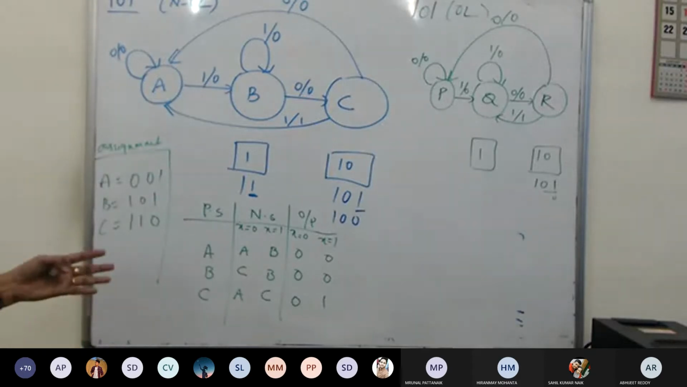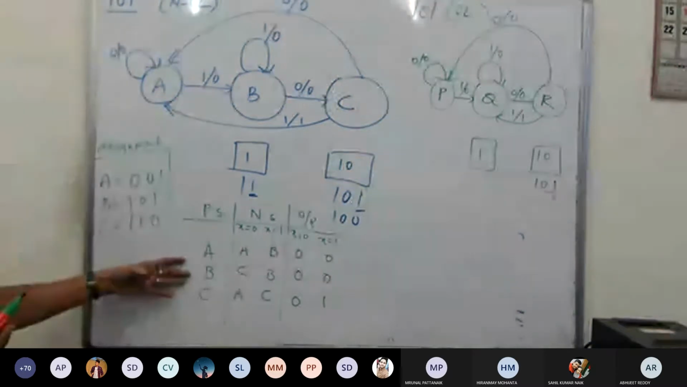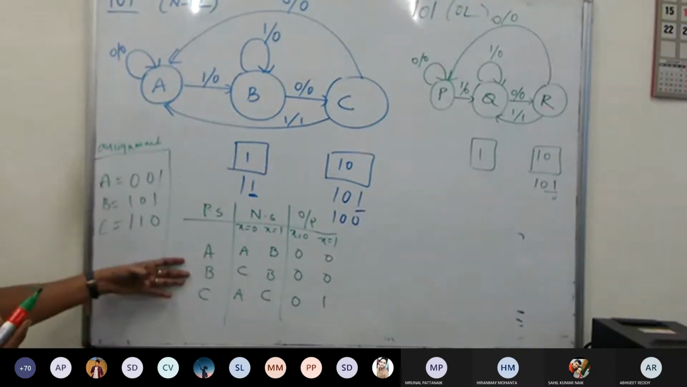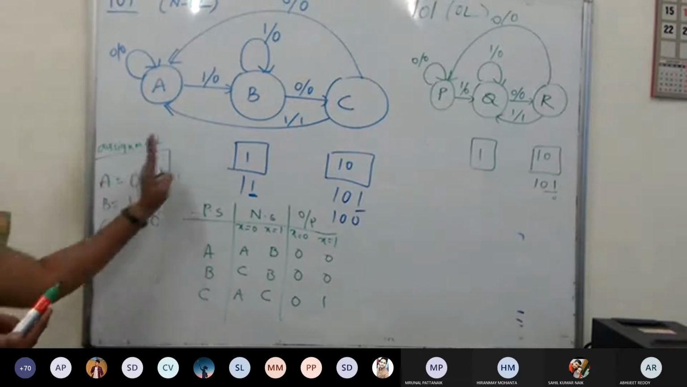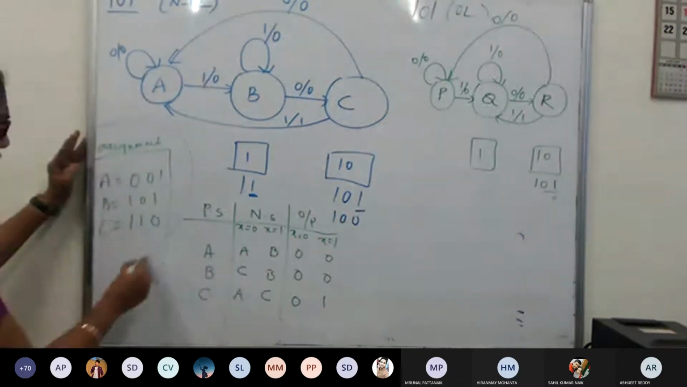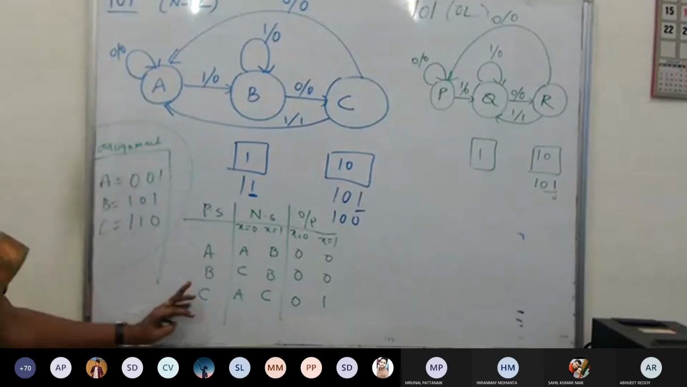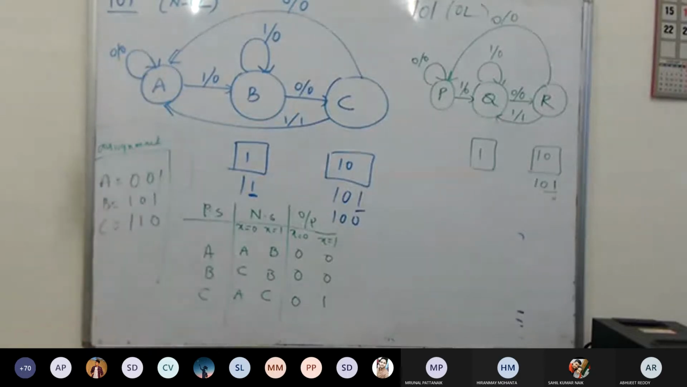So are there any equivalent states? Can I say A equivalent to B? No, no. There's no equivalent. Forget it. This is afterwards we will come. This one you check. Are there any equivalent states?